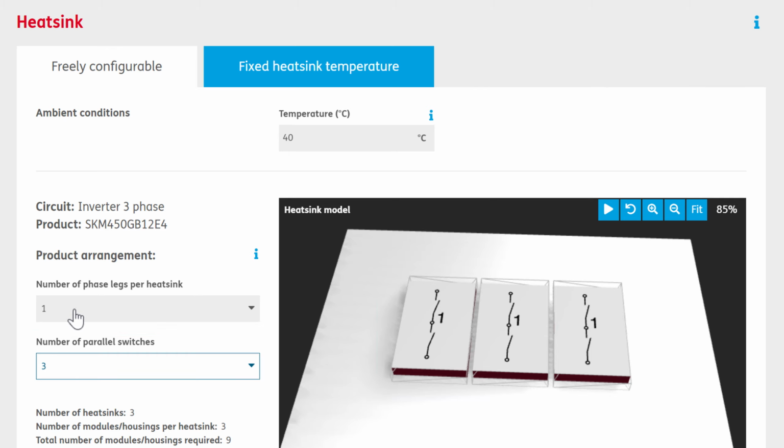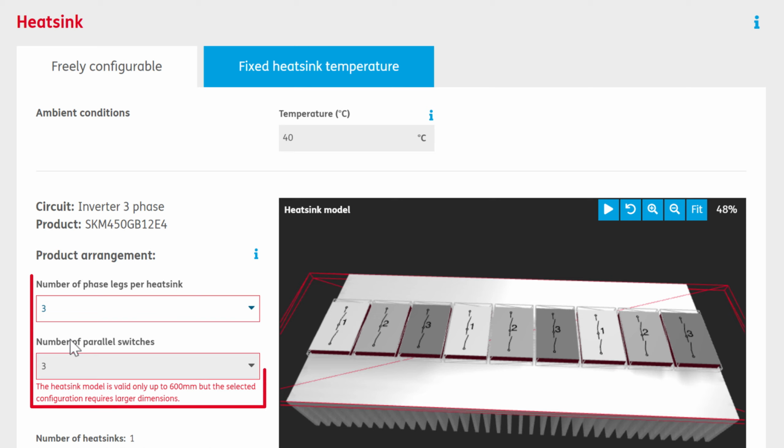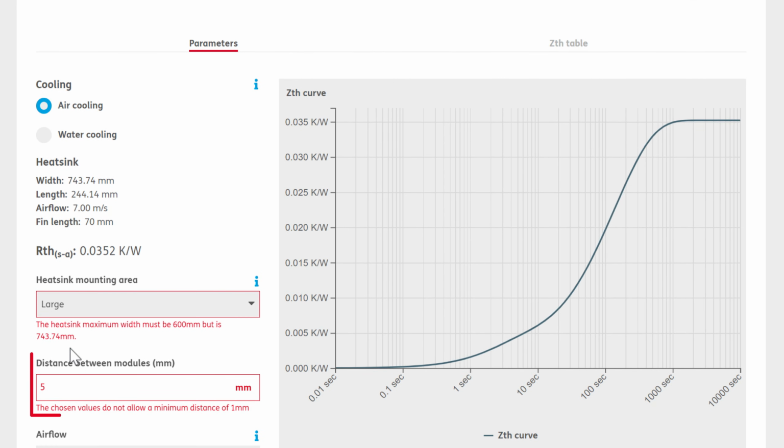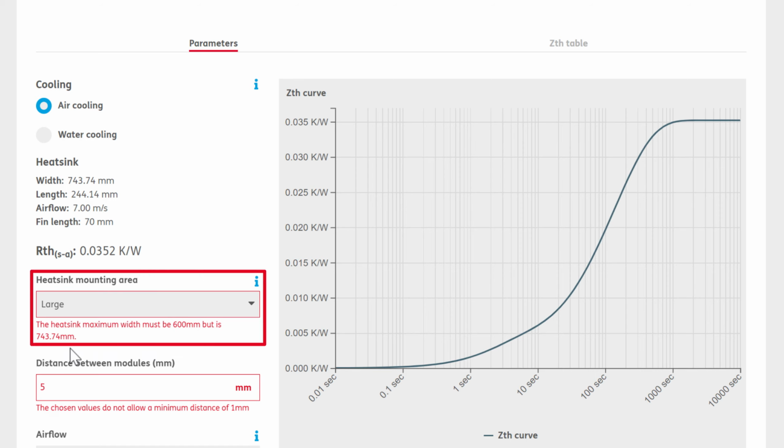For a certain number of modules, here in total 9, the air-cooled heatsink becomes too large. The model equations used in the background are no longer valid. The dimensions, which are too large, are indicated by the red frame around the modules, and an error message appears. To proceed with air cooling, we need to reduce the number of modules or the space between the modules. The maximum dimensions for an air-cooled heatsink are 600 millimeters in length and width, which is exceeded here.